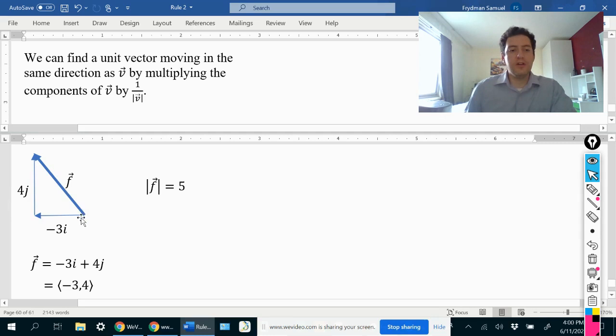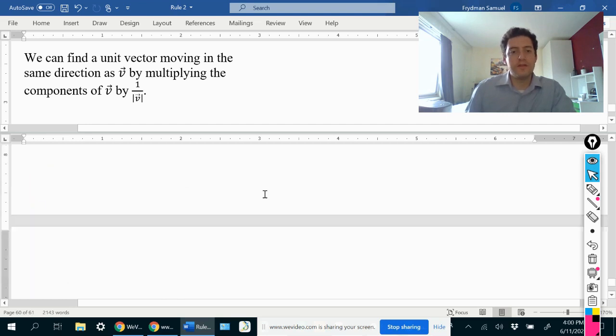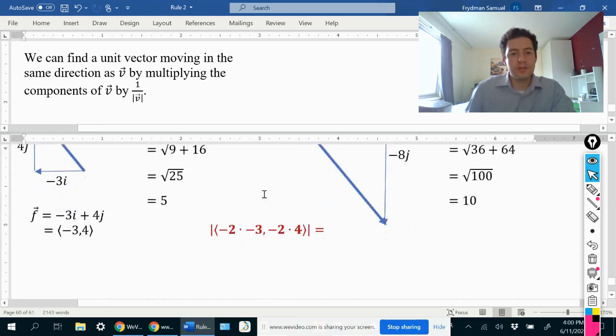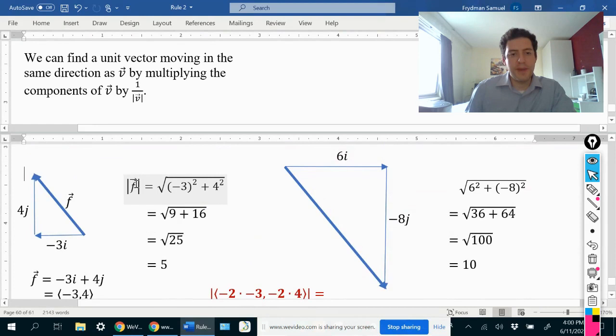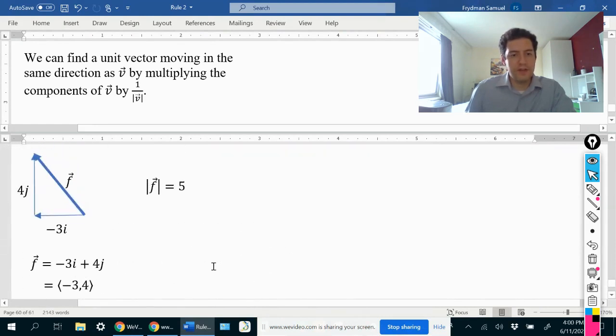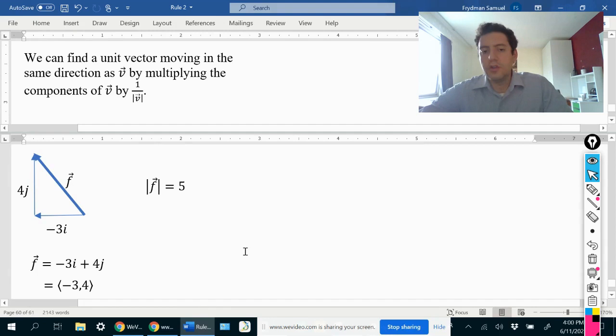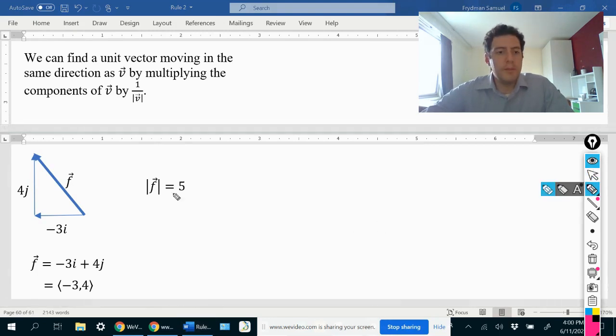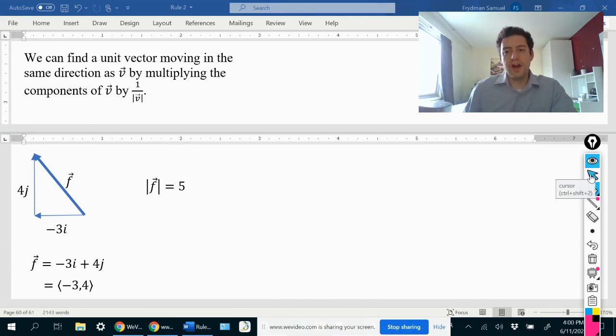Well, we saw earlier that the magnitude of vector f is 5. We did that before, if you remember, up here we said that the magnitude of vector f was 5. So I'm not going to do all of that again. But we can use this rule over here, and we could just multiply the components of this vector by 1 over 5.